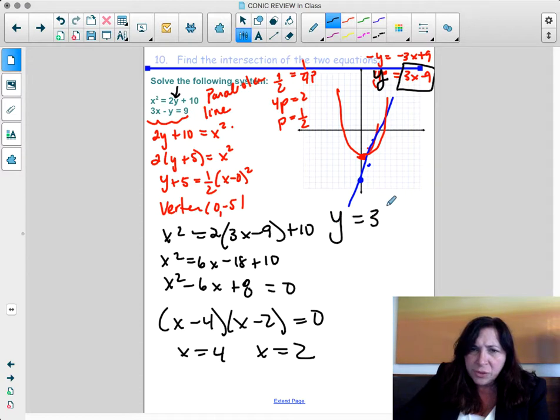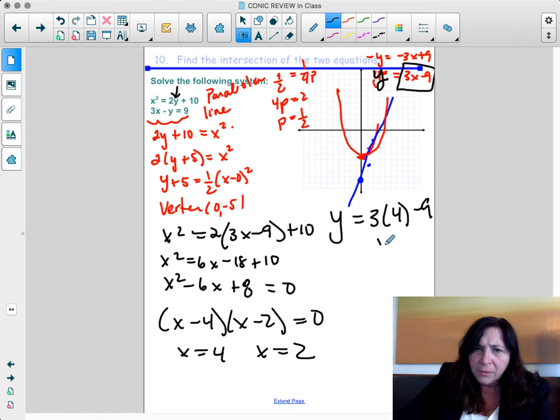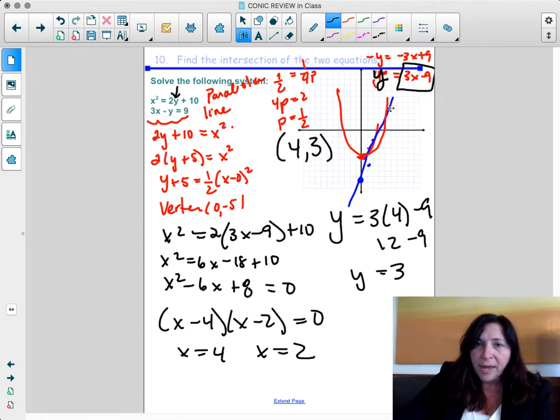Y is equal to 3x minus 9. 3 times 4 minus 9. 12 minus 9, which is 3. So when I plugged in 4 for x, I got 3. Well, that tells me that this is 4, 3.